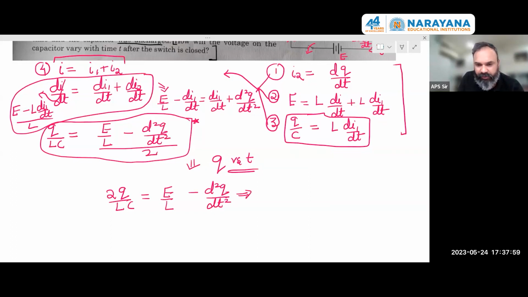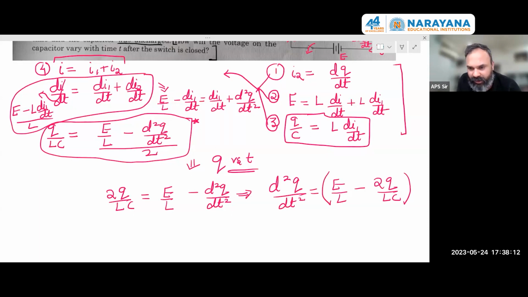Now it is perfectly fine. So basically, d2q by dt2 is equal to E by L minus 2q by LC. Now do one thing. Just take that constant, minus 2 by LC, out. You'll have q minus, we need a term E by L. So plus, I'll write EC by 2.